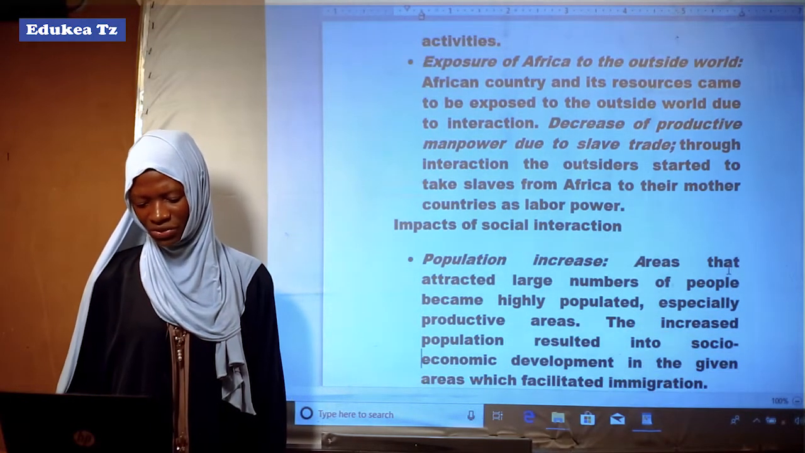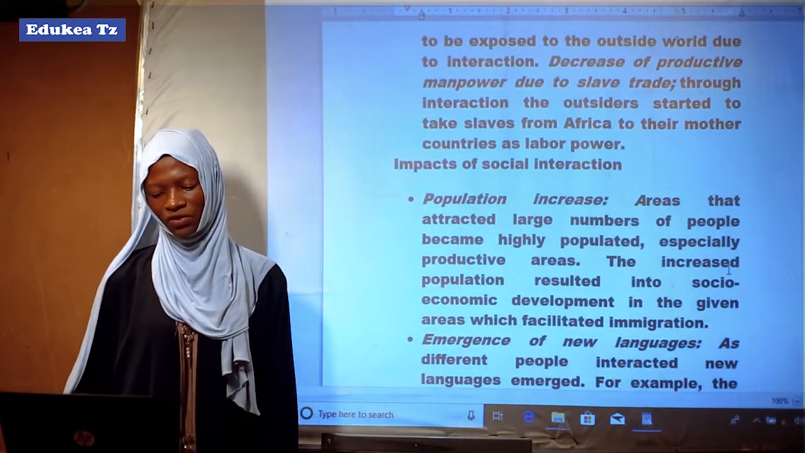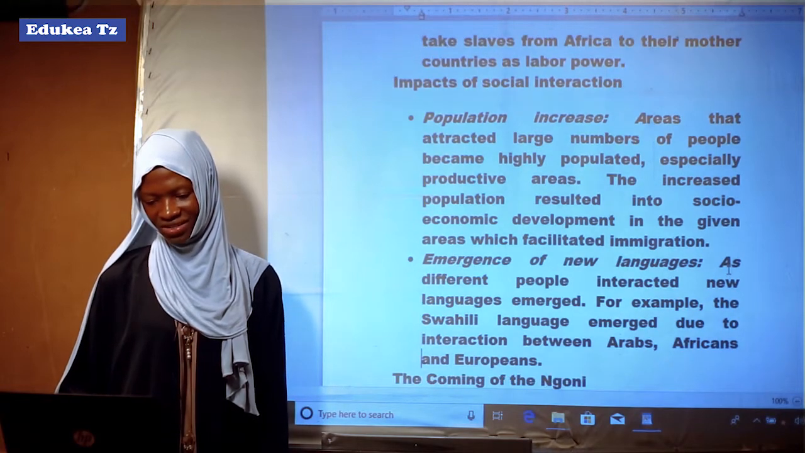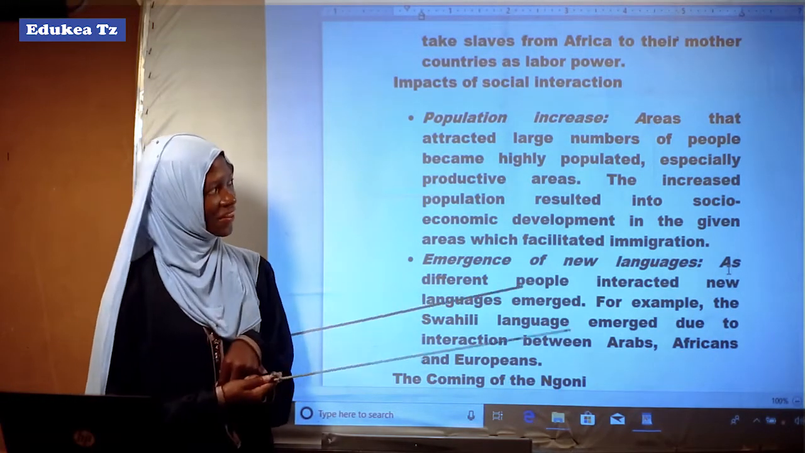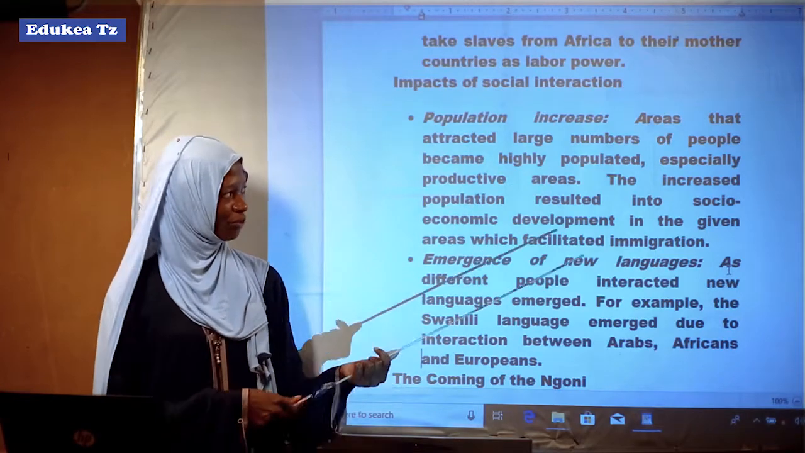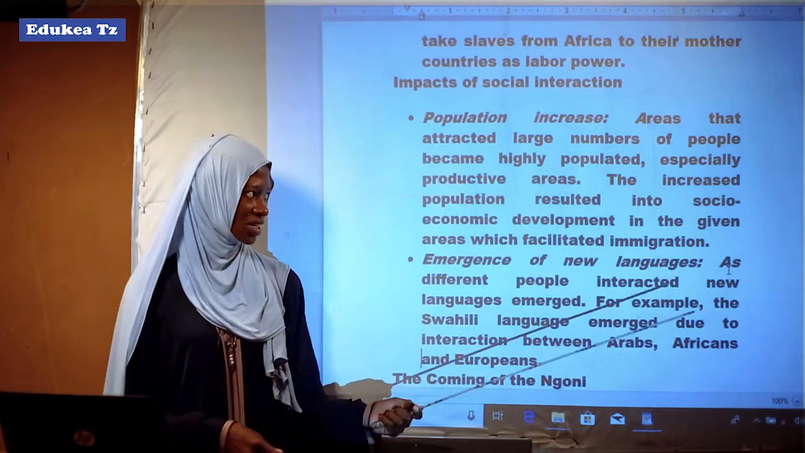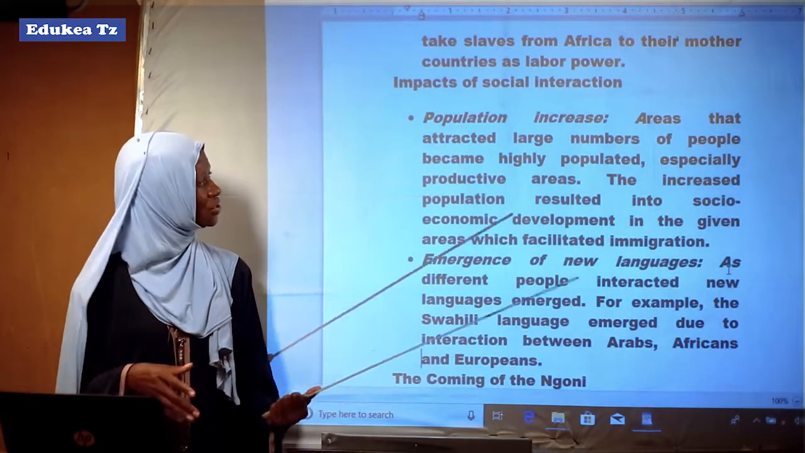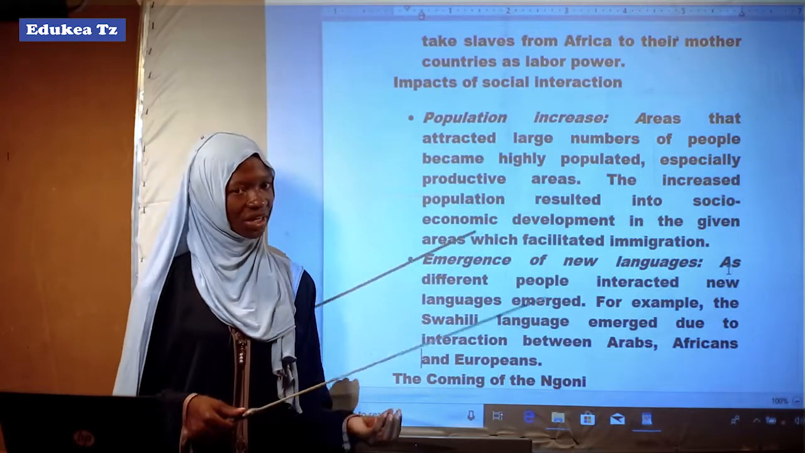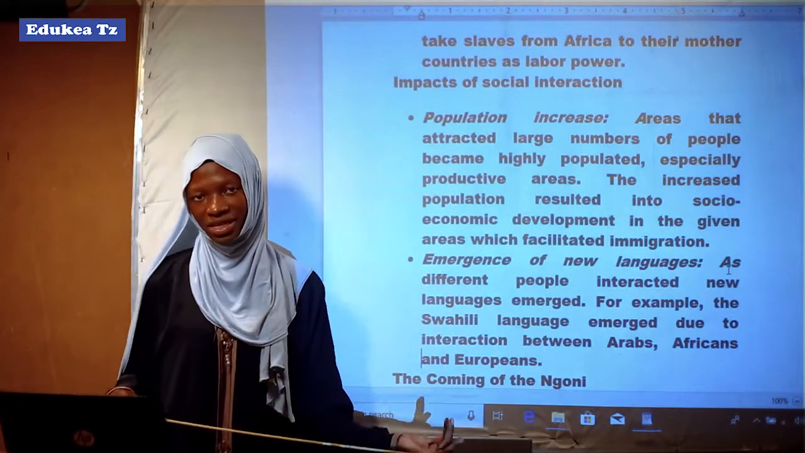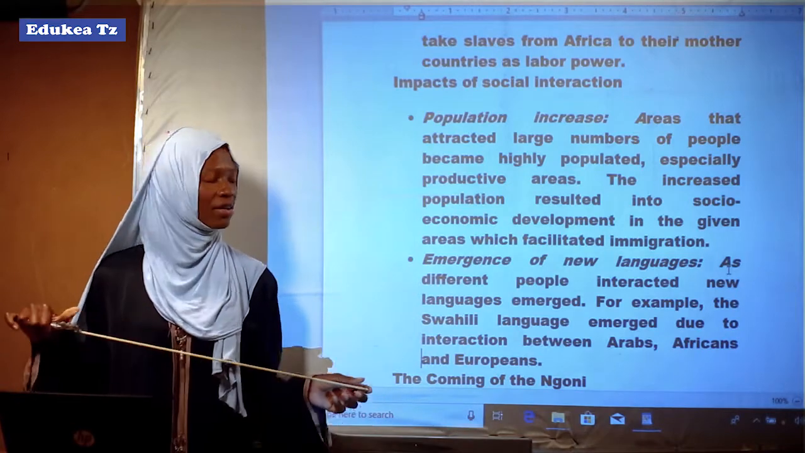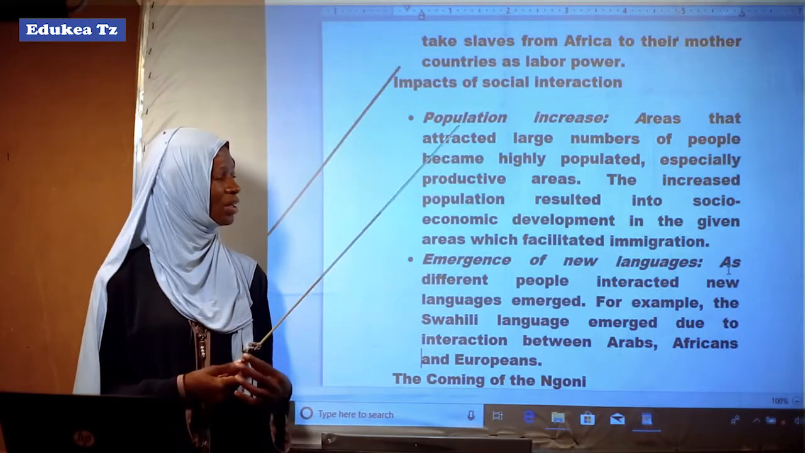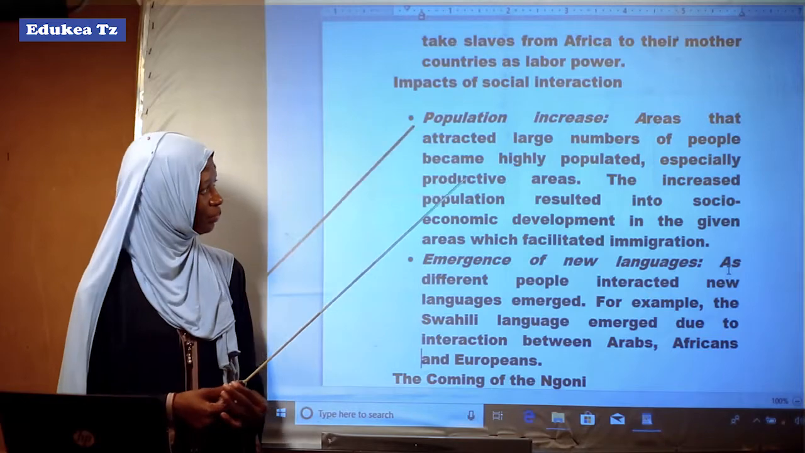Now let's see the social impact of interaction. Social is population increase. The area that attracted a large number of people became highly populated, especially productive areas. The areas which attracted a large number of people, be it a trade center, be it an area suitable for agricultural activities, emerged with a large number of people and encountered high population.